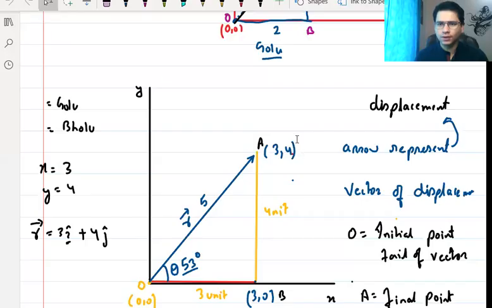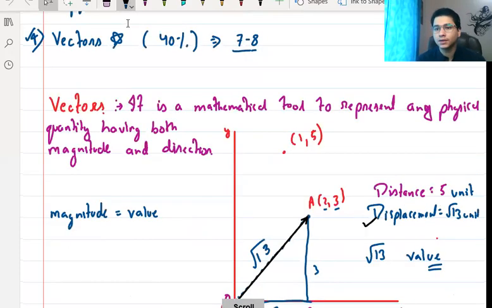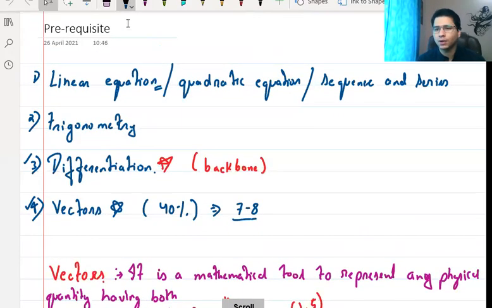Right. So good morning once again. I will just revise what we studied till last class. First thing that we studied: what are the topics required for physics? We learned that we require linear equations, quadratic equations, sequence and series for maths, then we require trigonometry, then we require differentiation and vectors.